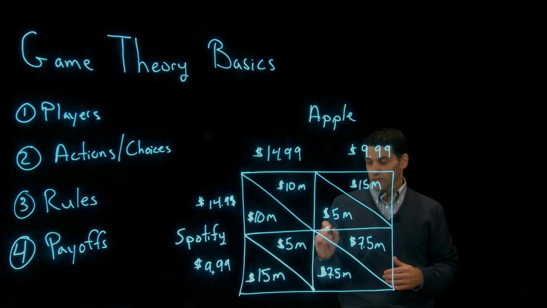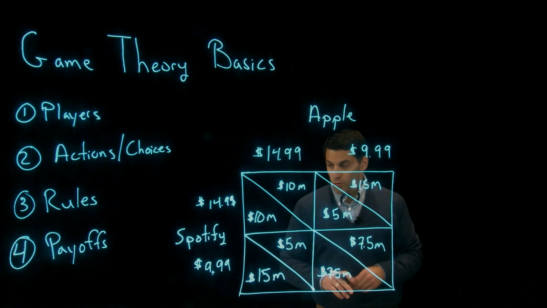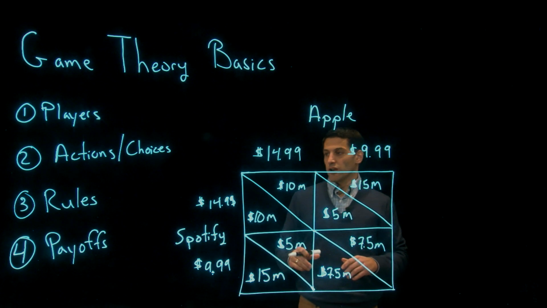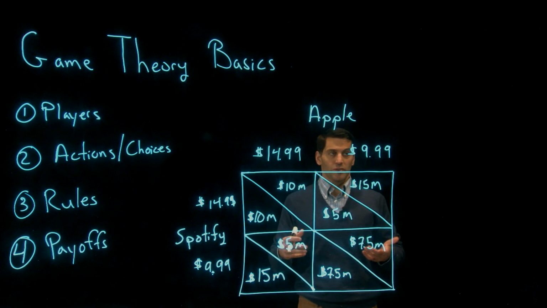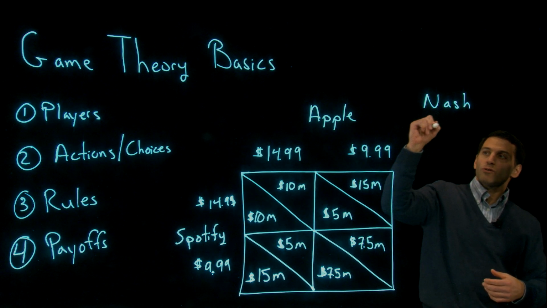And in this case, this is where they both charge the lower price, and they have profits of $7.5 million each. So now what we're looking for is an equilibrium, right? The outcome. And we actually refer to this as the Nash equilibrium.